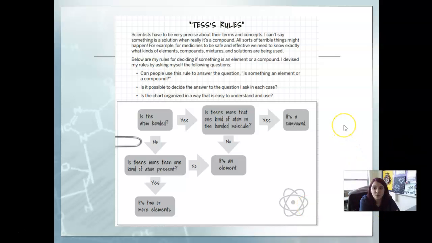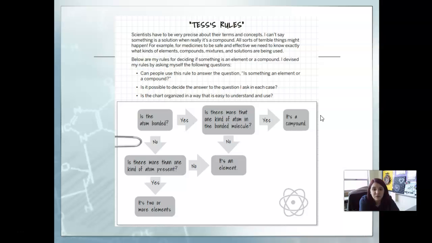So we have tests as rules. Scientists have to be very precise about their terms and concepts. I can't say something is a solution when it's a compound. All sorts of terrible things might happen. For example, for medicines to be safe and effective, we need to know exactly what kind of elements, compounds, mixtures, and solutions are being used.